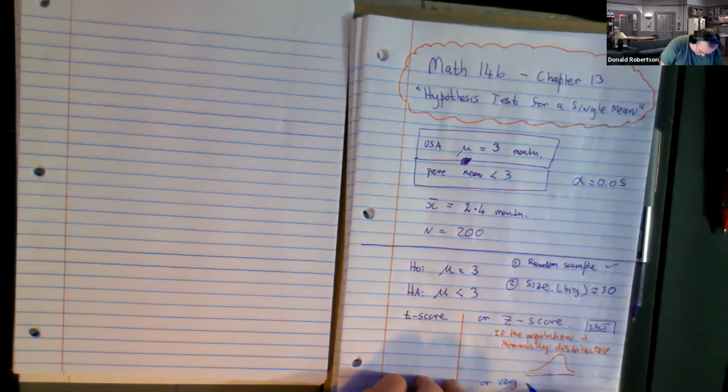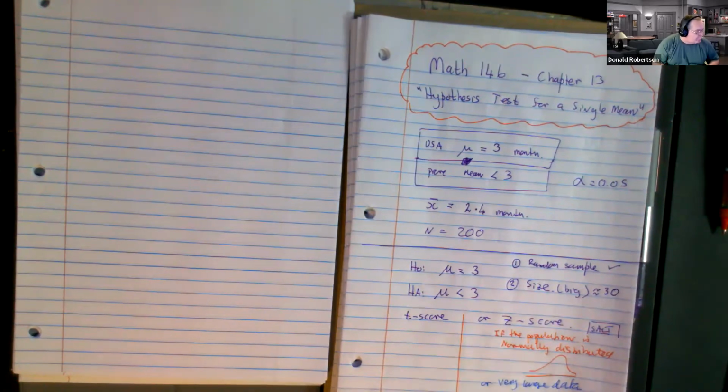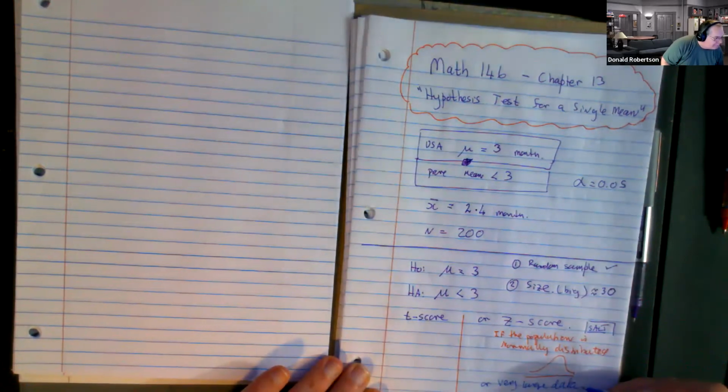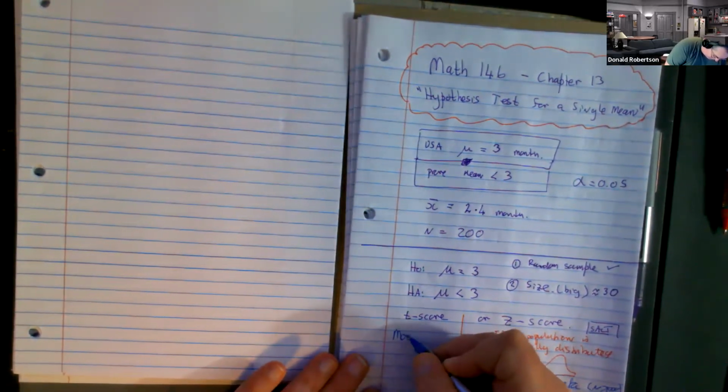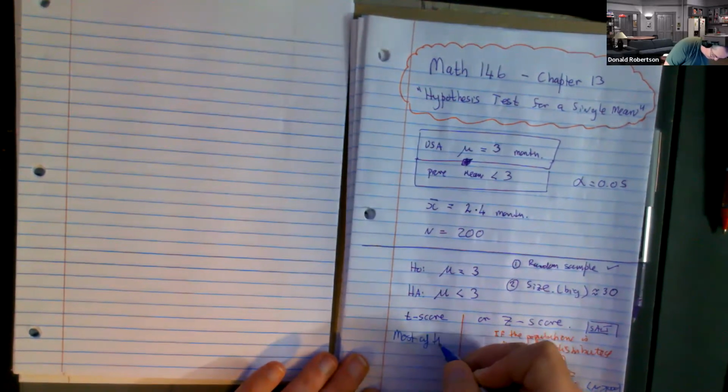Or technically, you could get away with it if you get very large data, right? If you were doing it with 2,000 or 20,000 people, you could get away with that. So we're talking at least 1,000 when I say very large. Use the t-score most of the time.